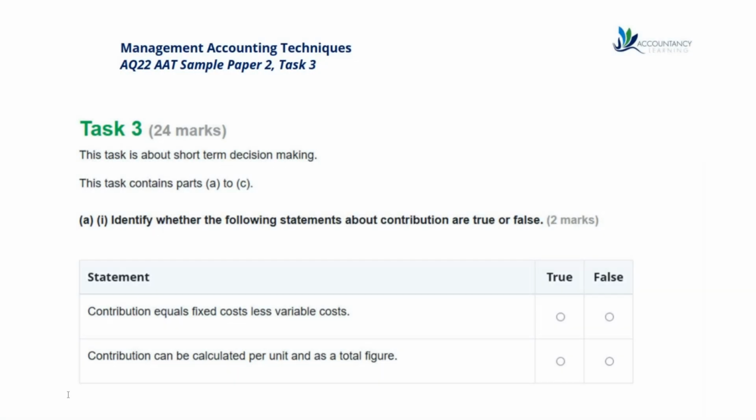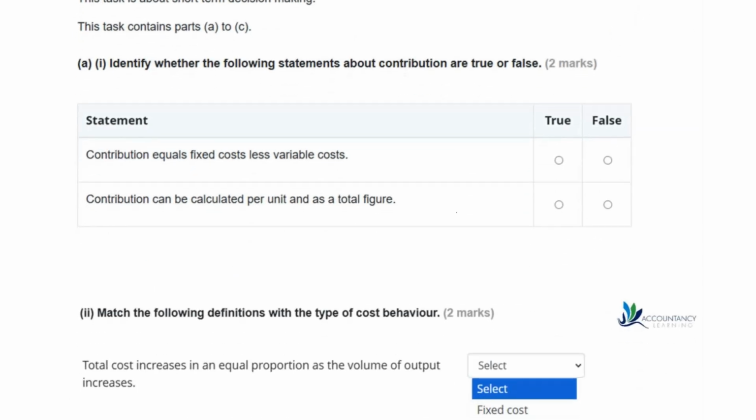Sarah, a tutor here at Accountancy Learning, and in this video I'll take you through the AAT Level 3 Management Accounting Sample Paper 2 Task 3. This task is all about short-term decision making. So let's look at our first question.